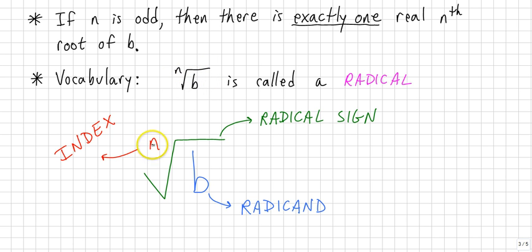That little n is called the index. So from now on, we'll call that the index. And this square root symbol doesn't always mean square root. It's actually called a radical sign. Up until now, you've used it for just square roots, but now we're going to start talking about different kinds of roots. So this is called a radical sign, and the number under it is called the radicand. I'm going to use that vocab from now on.